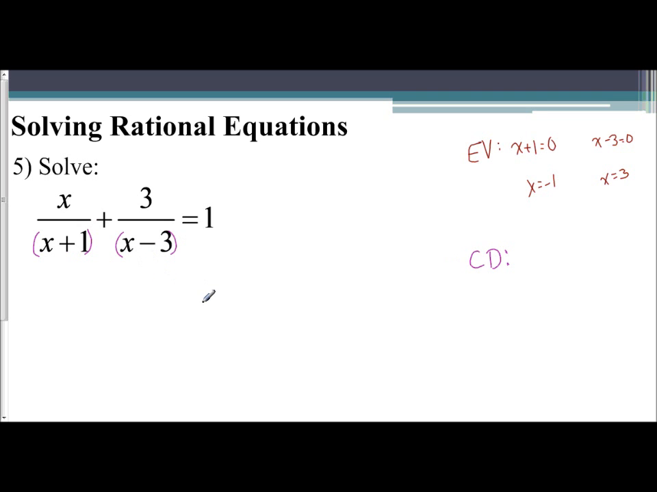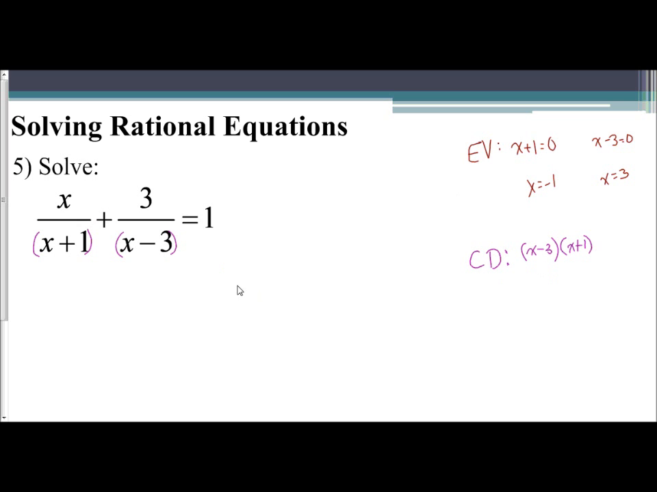Your common denominator, if you think about it, this on the bottom is an x plus 1. It's missing this x minus 3. So I know I'm going to need to put an x minus 3 in this left fraction. Now if I look over here, this x minus 3 is missing this x plus 1. So my common denominator is when I have both of those factors in the denominator. So it's x minus 3 times x plus 1.